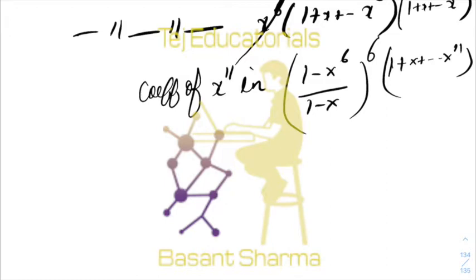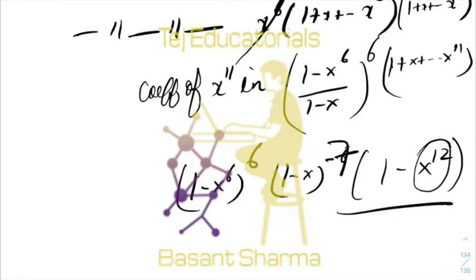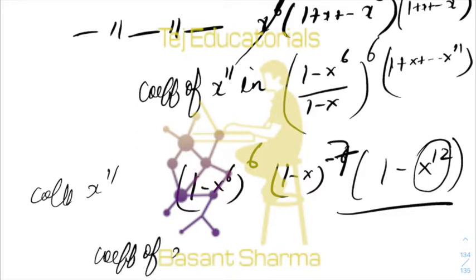So this is (1 minus x to the power 6) to the power 6, (1 minus x) to the power minus 6, and this is (1 minus x to the power 12) upon (1 minus x), so this will become 7. Now you see, this x to the power 12 will not contribute anything because you want the coefficient of x to the power 11. So this can be ignored.